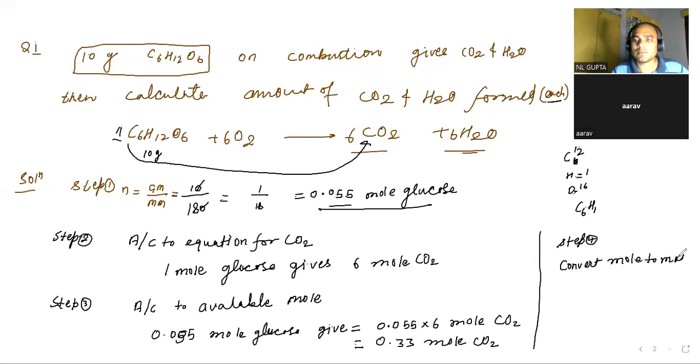Mole to mass. So n is equal to given mass upon molar mass. Given mass is the gram mass, they are asking for the gram mass only. So gram mass will be n into molar mass. Yes or no? So n is 0.33, and molar mass of CO2, how much will it come? 12 plus 32, 44.